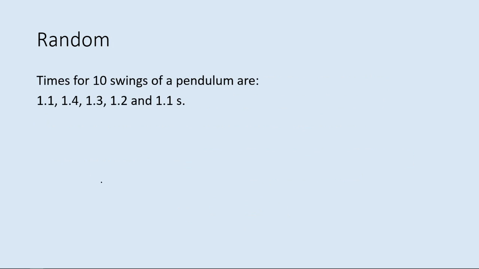So just to run through an example of calculating random uncertainty. Times for 10 swings of the pendulum are 1.1 seconds, 1.4 seconds, 1.3 seconds, 1.2 seconds, and 1.1 seconds. We want to calculate what is the mean and the random uncertainty. The first thing we'll do is calculate the mean.